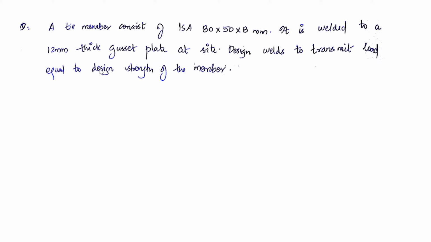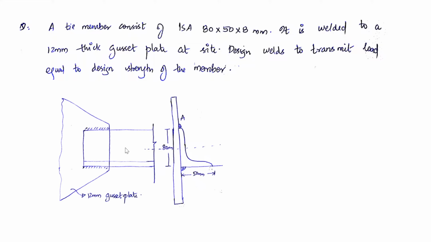Now here you are going to see a tie member consisting of ISA 80 by 50 by 8 mm. This ISA means IS angle, okay. It is welded to a 12 mm thick gusset plate at site. Design the weld to transmit the load equal to the design strength of the member. That is, you are given like this.